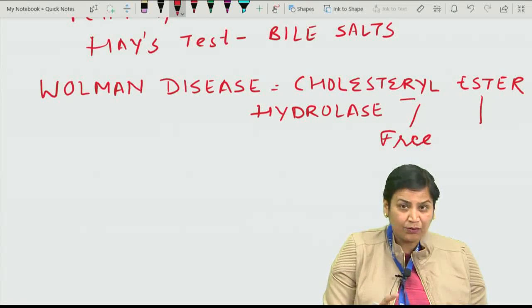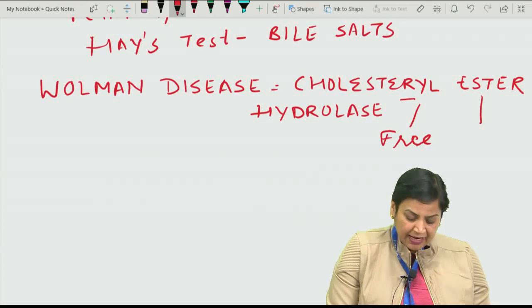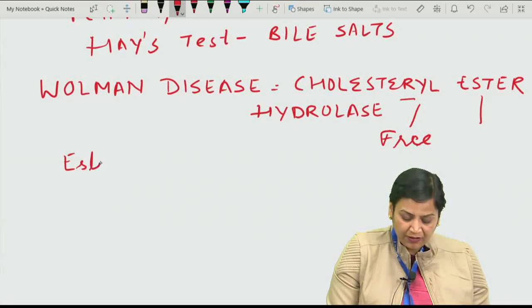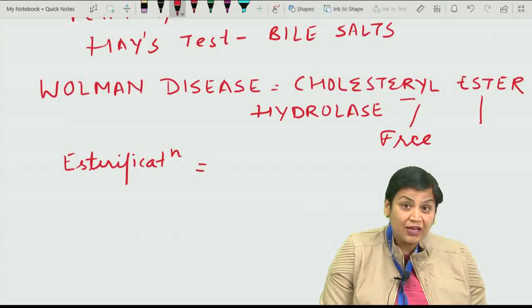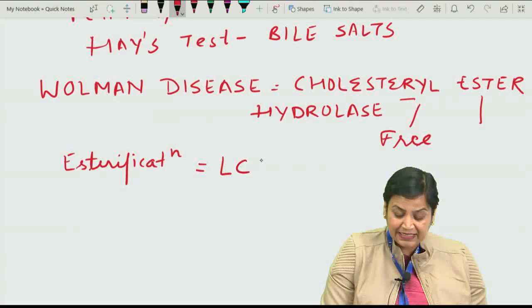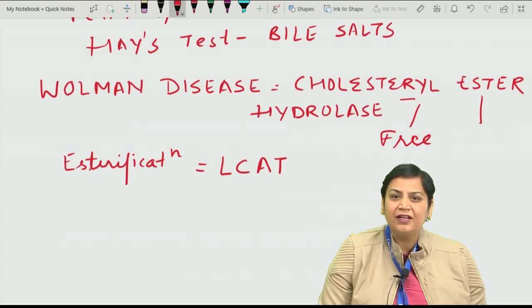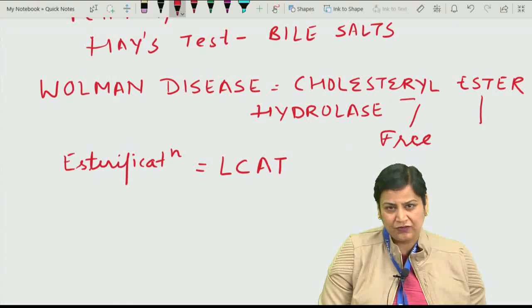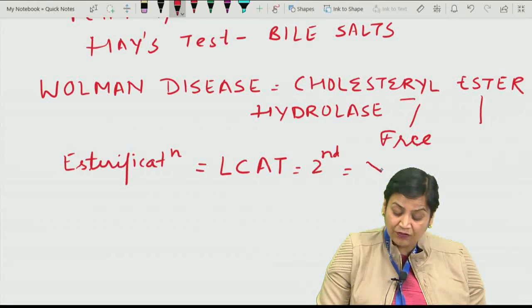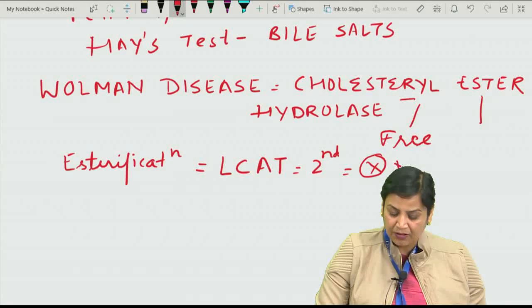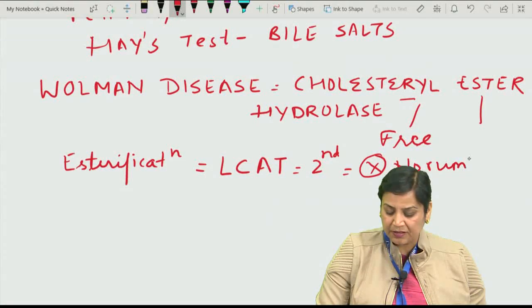Here I would like to bring one more thing into picture. Esterification of cholesterol is carried out by a very, very important enzyme which is LCAT, lecithin cholesterol acyl transferase, and this acylation takes place at second position, one thing. Deficiency of this enzyme leads to Norum's disease.